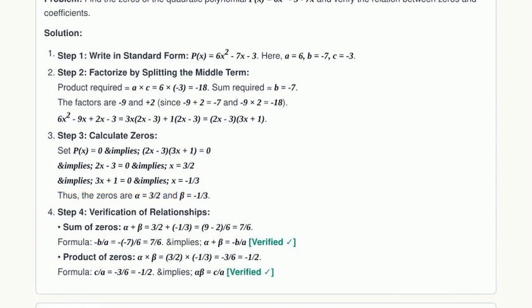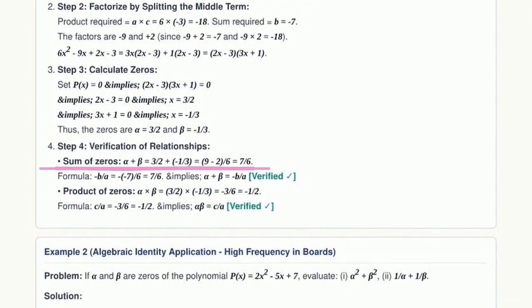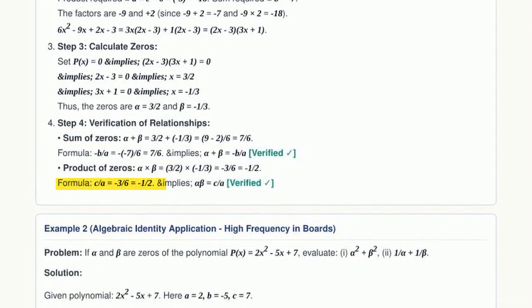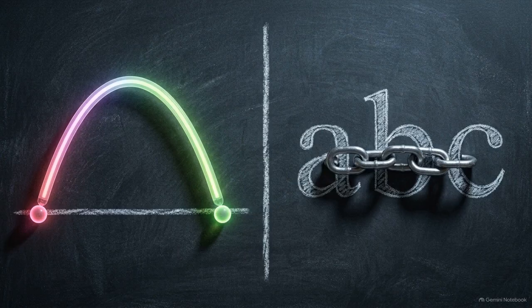Testing the first rule, we add 3/2 and -1/3. The arithmetic sum is 7/6. We check the formula. Negative b over a is -(-7)/6, or 7/6. The physical coordinates and the algebraic ratio match perfectly. We test the product. Multiplying the roots yields -3/6, or -1/2. Checking the formula, c over a is also precisely -1/2. The derivation holds. The coordinates on the ground and the coefficients in the algebra are inextricably linked.